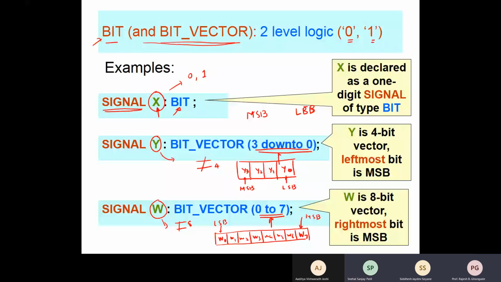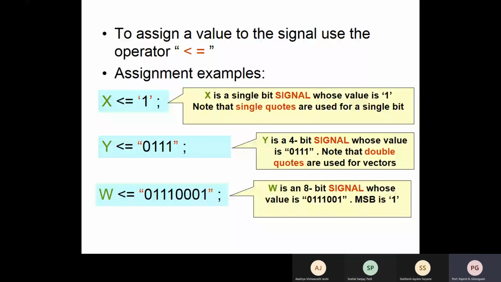Okay. Now the assignment operator we have already seen, though not formally, but here it is now. To assign a value to the signal, use this operator. So remember always that it has to be a less than or equal to sign. This becomes the assignment operator for signal class. There is another type; we'll see later on how to assign to that.